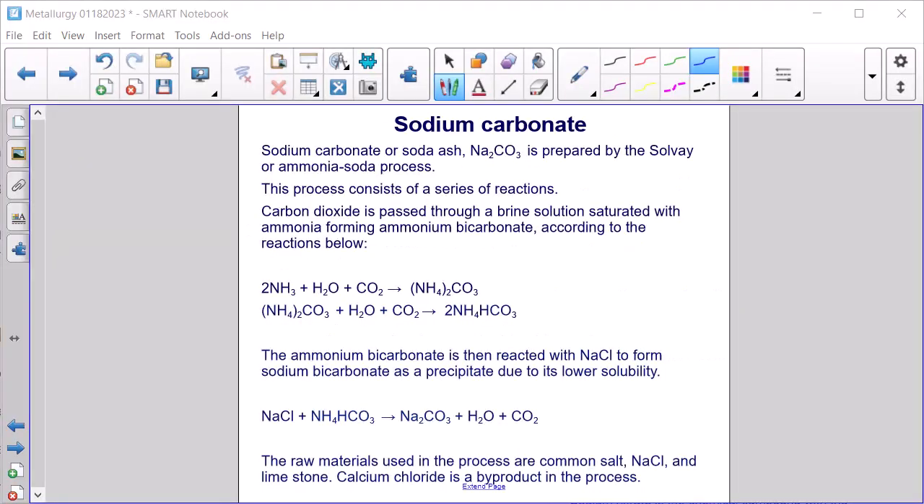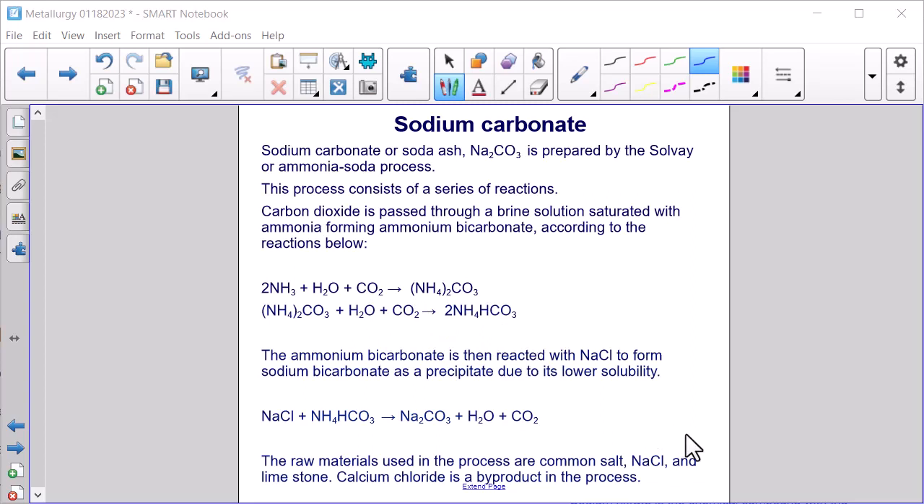Sodium carbonate. Sodium carbonate, or soda ash, Na2CO3, is prepared by the Solvay or ammonia soda process. This process consists of a series of reactions. Carbon dioxide is passed through a brine solution saturated with ammonia, forming ammonium bicarbonate according to the reactions below. In 2 steps, we start with carbon dioxide, water, and ammonia to produce ammonium carbonate, and then that ammonium carbonate in the presence of water and carbon dioxide produces the ammonium bicarbonate.